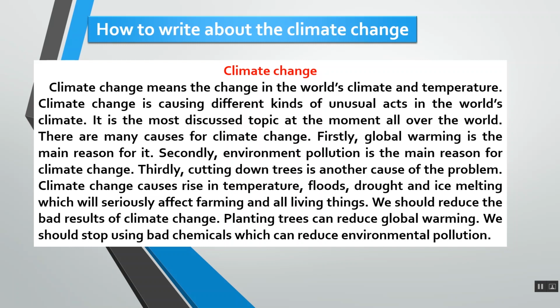Climate change causes a rise in temperature, floods, drought, and ice melting, which will seriously affect farming and all living things. We should reduce the bad results of climate change. Planting trees can reduce global warming, and we should stop using bad chemicals, which can reduce environmental pollution. As I said, you have to memorize it.